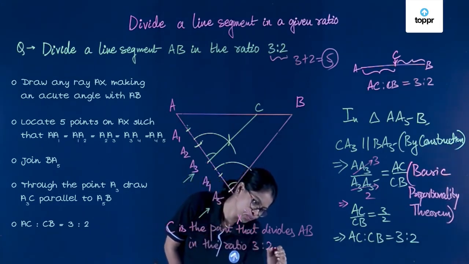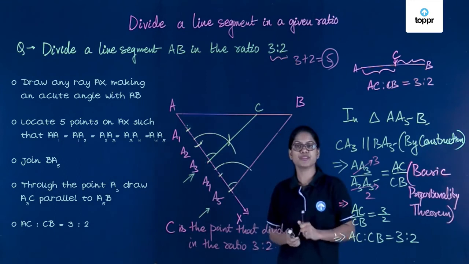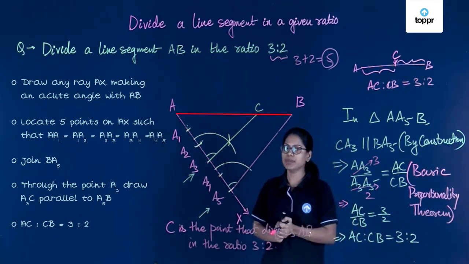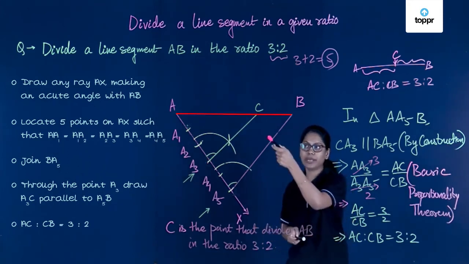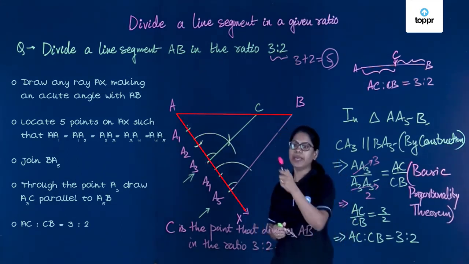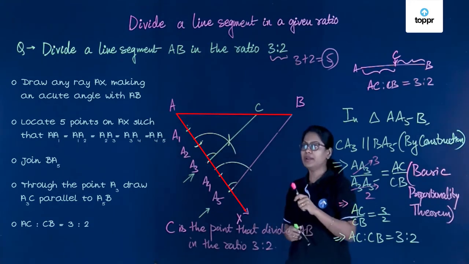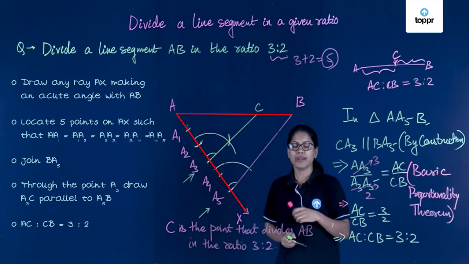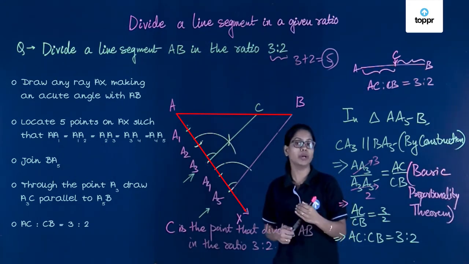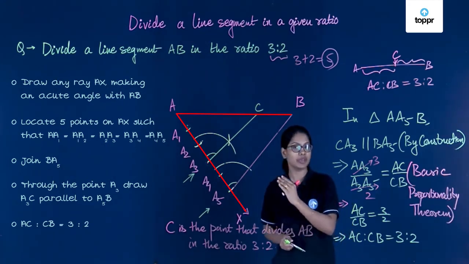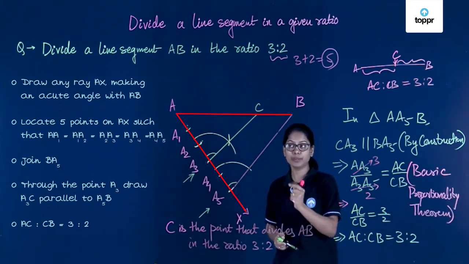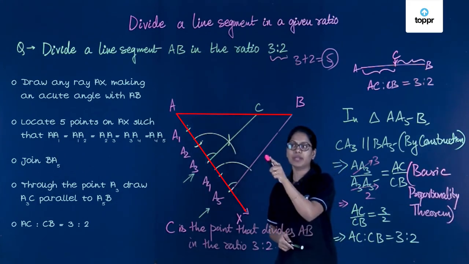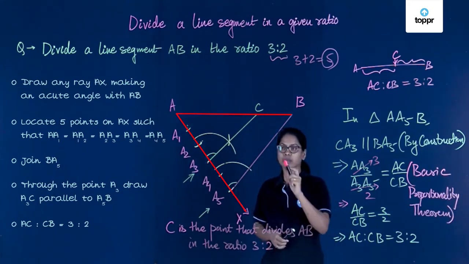3 is to 2. Let's go through the steps of construction. So we were given the line segment AB. So we started by constructing a ray AX such that angle BAX is an acute angle. And then we cut 5 equal parts along the ray AX, and the length of each part depends totally on our convenience. So we can take an arc measure of any convenient length, but we need to remember that all parts must be equal in length. And the parts are A1, A2, A3, A4 and A5.